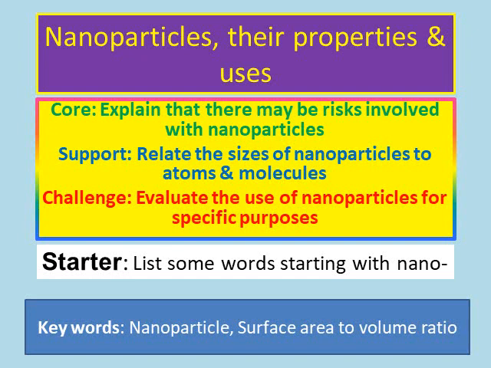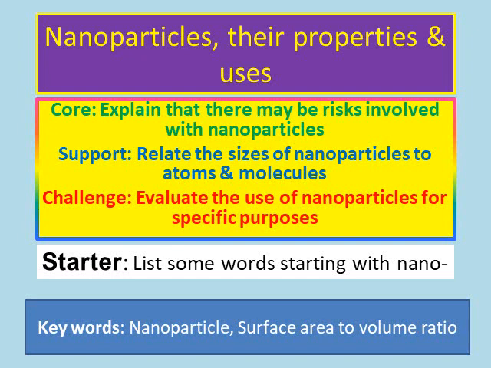Hello, so today we are going to find out about nanoparticles, their properties and what they can be used for. So your keywords for today are nanoparticle and surface area to volume ratio, which is more of a phrase than a keyword, but they're both really important. So if you have started to create a glossary of keywords, then you can add those into your glossary now and find out what they mean.